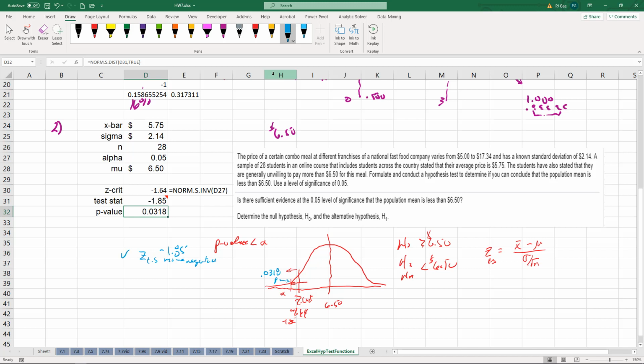We've already passed the test, and we're just showing that if we use the p-value, which is more common, then we use this NORM.S.DIST. We use that formula on our test statistic, and it came out that the area is less. So you can see how related they are. The area of 0.0318 is less than the 0.05 of the alpha.